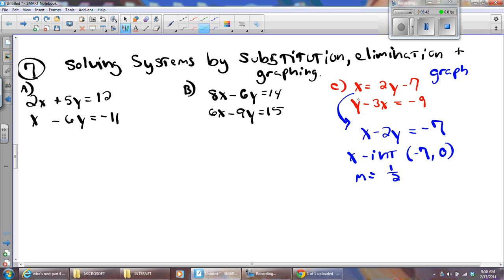Now, to graph this one, I think I'll add 3x to each side, and I'll get y equals 3x minus 9. And there I have the y-intercept of 0, negative 9. And I have a slope of 3 over 1. That's ready to go. Why don't I just go ahead and graph it?